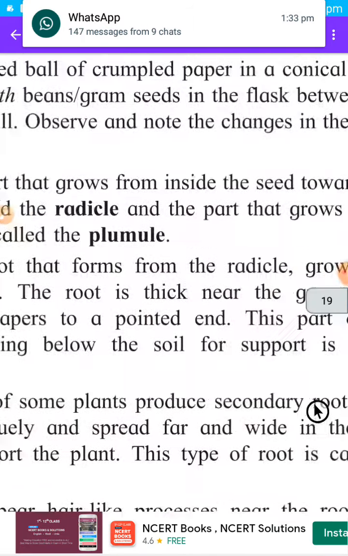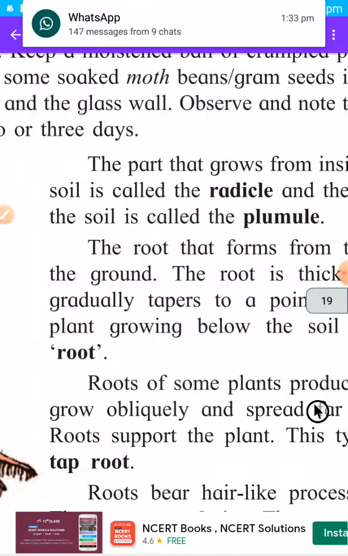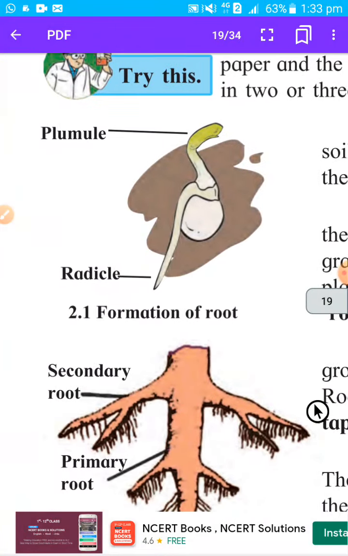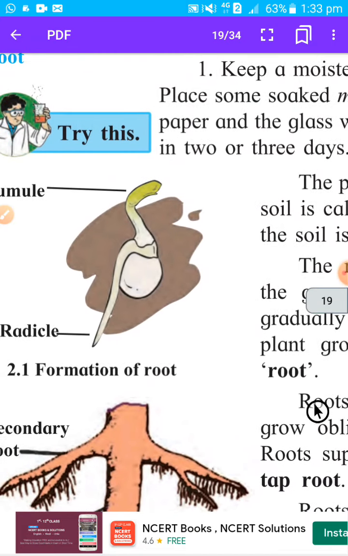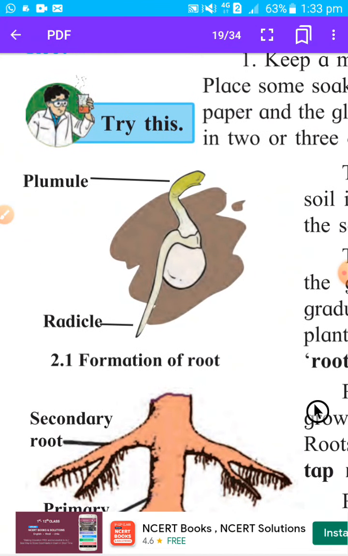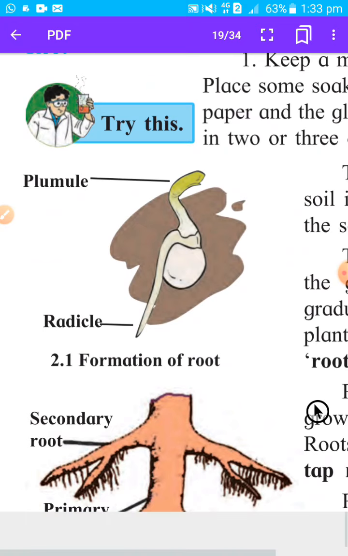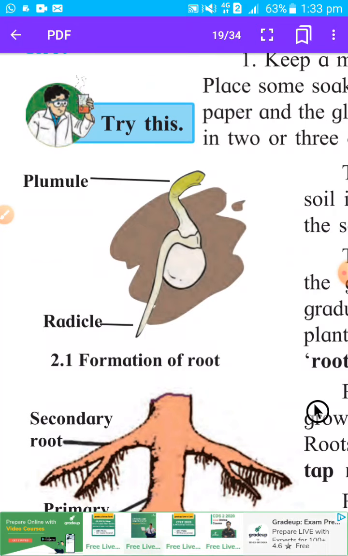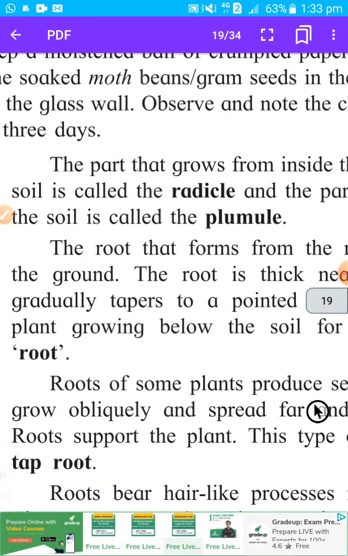The part that grows from inside the seeds toward the soil is called radicle. Here it is shown in your textbook. There is a diagram showing radicle. From radicle roots are developing, and from plumule stem will develop. Plumule will grow above the soil, radicle will grow below the soil. In the exam there will be a fill in the blank: dash part of the seed develops above the soil, so it is plumule, and dash part develops below the soil, that is radicle; or stem will develop from dash, plumule, and roots will develop from dash, radicle. Like this you have to write the answer.